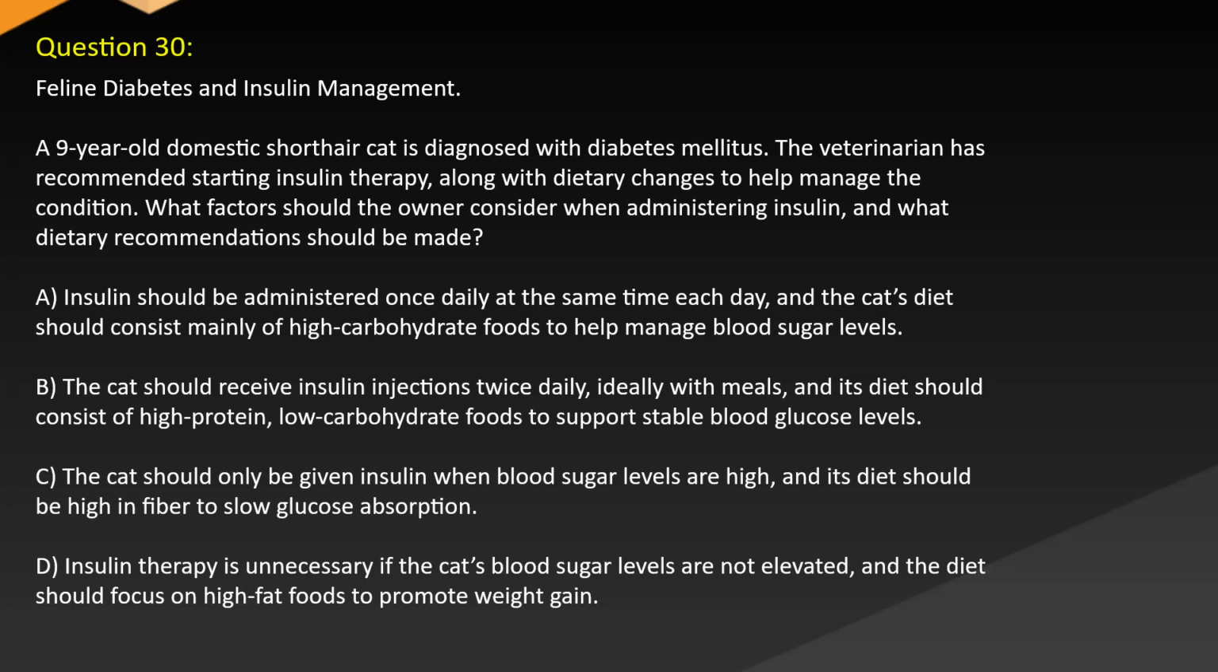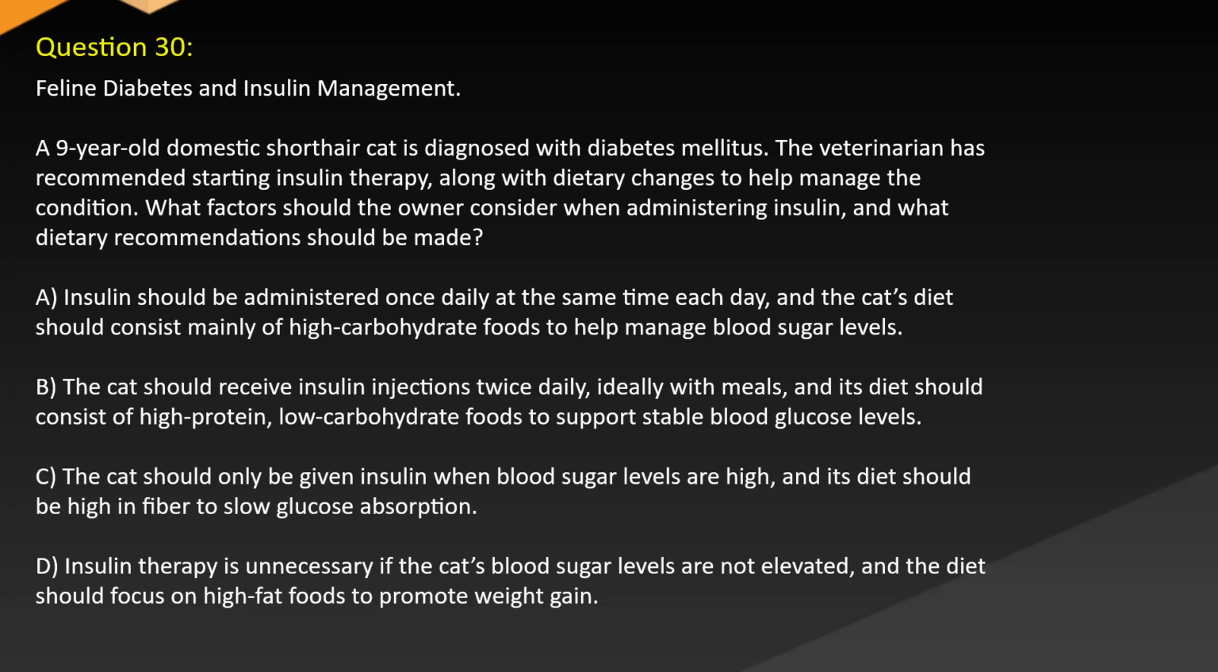A 9-year-old domestic shorthair cat is diagnosed with diabetes mellitus. The veterinarian has recommended starting insulin therapy, along with dietary changes to help manage the condition. What factors should the owner consider when administering insulin, and what dietary recommendations should be made? A. Insulin should be administered once daily at the same time each day, and the cat's diet should consist mainly of high carbohydrate foods to help manage blood sugar levels.